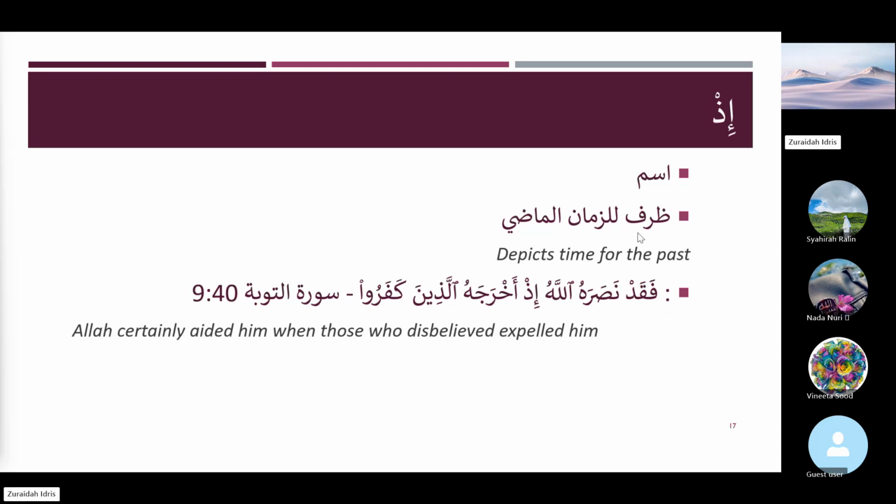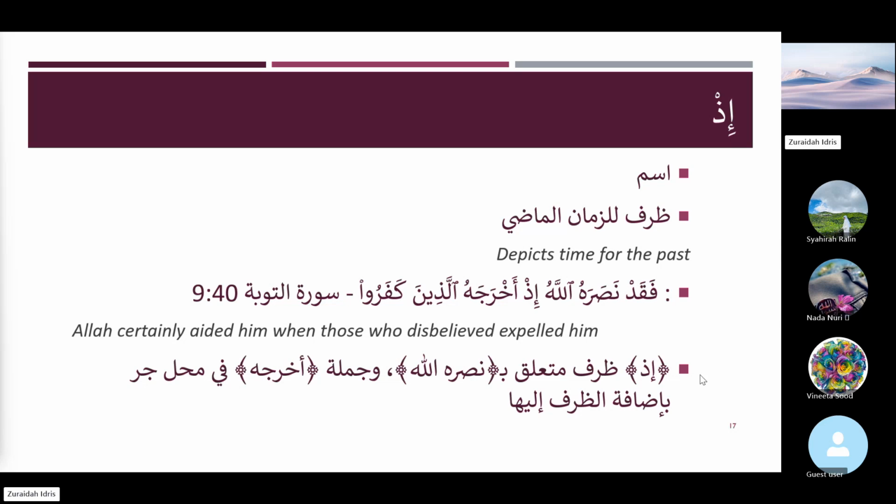Just like any other zarf zaman or zarf makan, when it has a sentence following it, the zarf makes the sentence mudaf ilayh, fi mahalli jarr. So the irab would be something like this: zarf muta'alliq to nasrahullah, and the jumlah that comes after it is your mudaf ilayh.